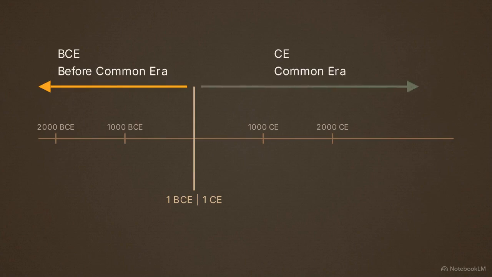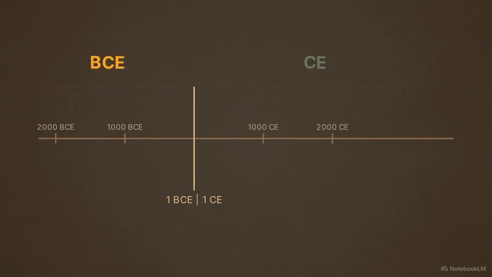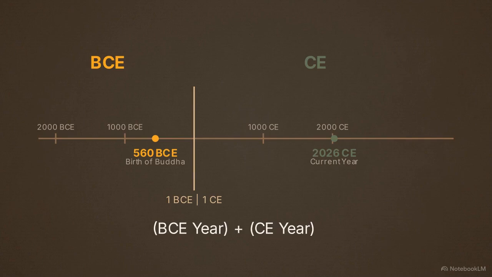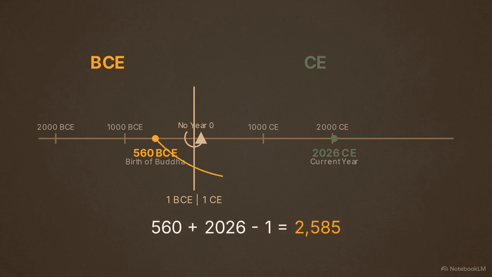Because BCE dates count backward, finding out exactly how long ago an ancient event happened requires a specific formula. Let's plot the birth of Buddha at 560 BCE and our current year, 2026 CE. We add the BCE year to the CE year and then subtract 1, because the historical calendar has no year 0. 560 plus 2026 minus 1 equals 2,585 years ago.